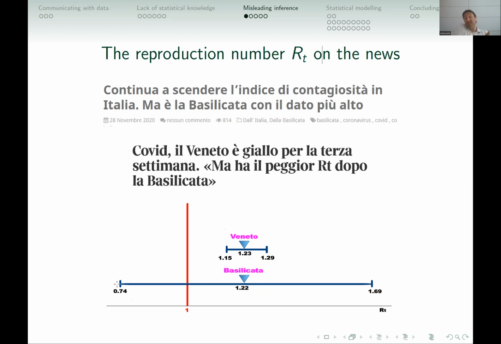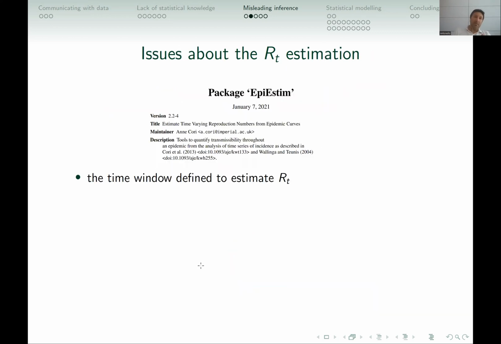So it could be from 0.7 to 1.7. So the situation could be very heterogeneous. In Veneto, the risk was high at that time, while Basilicata was not at risk. How did it work in Italy?